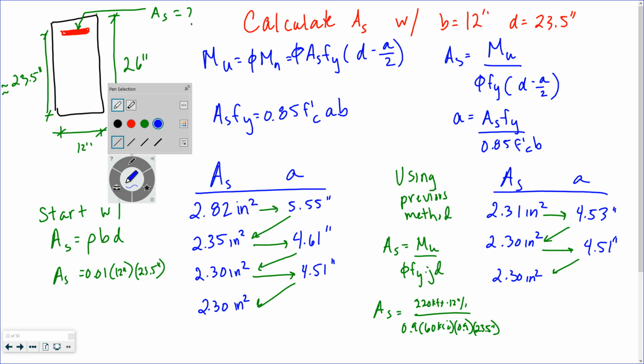So there's two methods of doing it. You're just starting at different places, and you can see it takes a couple more steps using rho instead of estimating the moment arm, the JD. But you get the same answer. And really, that's going to change anyway. That area of steel is just what we need, and now we have to figure out how many bars we want, right?